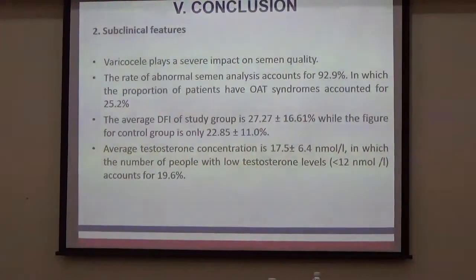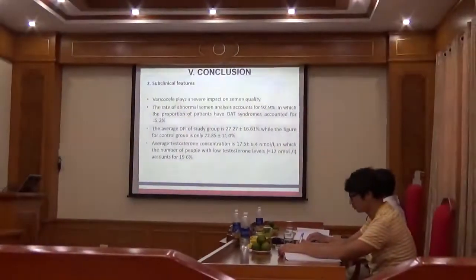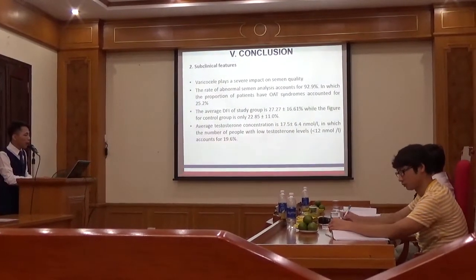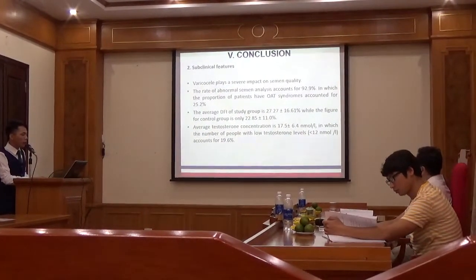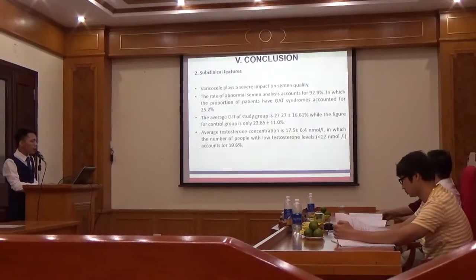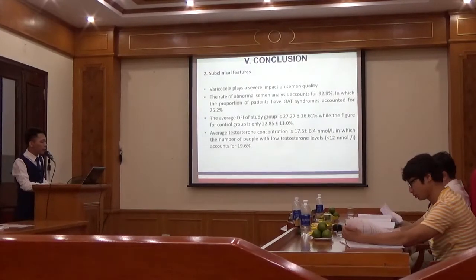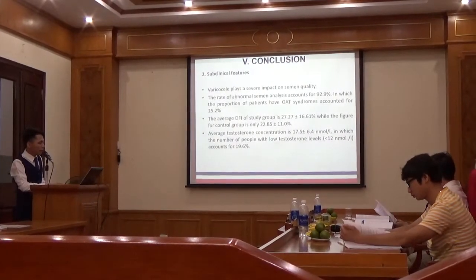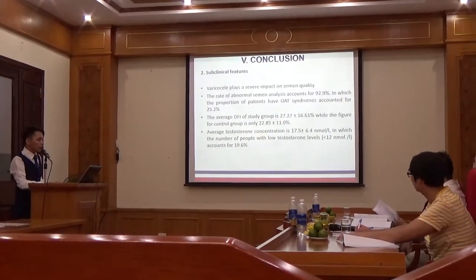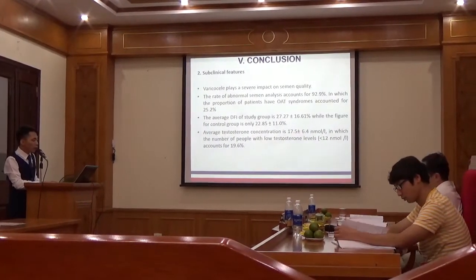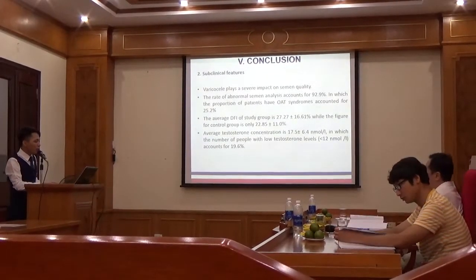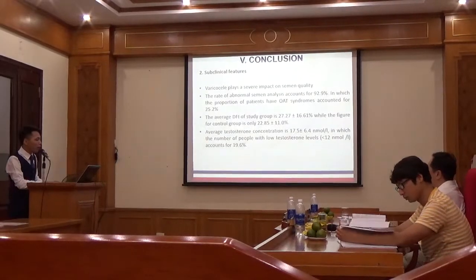As for the subclinical features, varicocele has a severe impact on semen quality. The rate of abnormal semen analysis accounts for nearly 93%. The average DFI of the study group is higher than the control group, and the average testosterone concentration is 17.5 nanomole per liter, in which the number of people with low testosterone level accounts for nearly 20%.